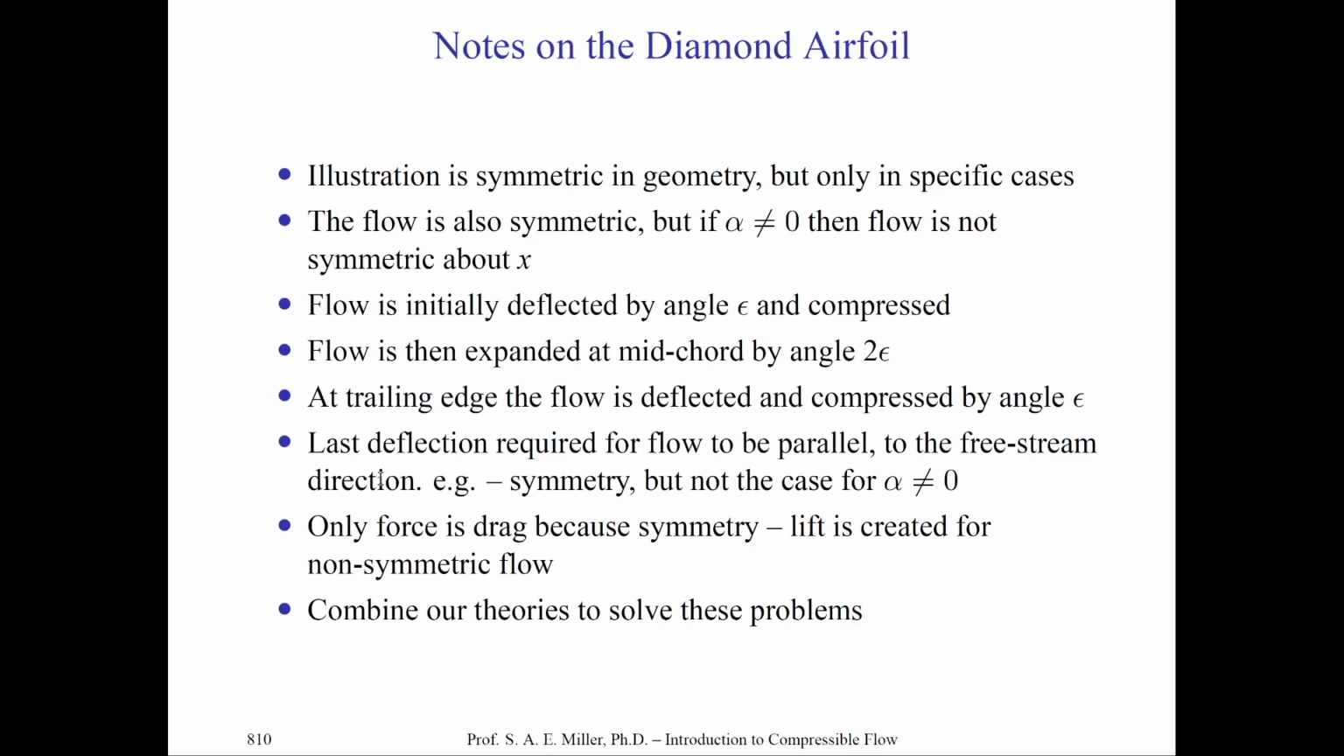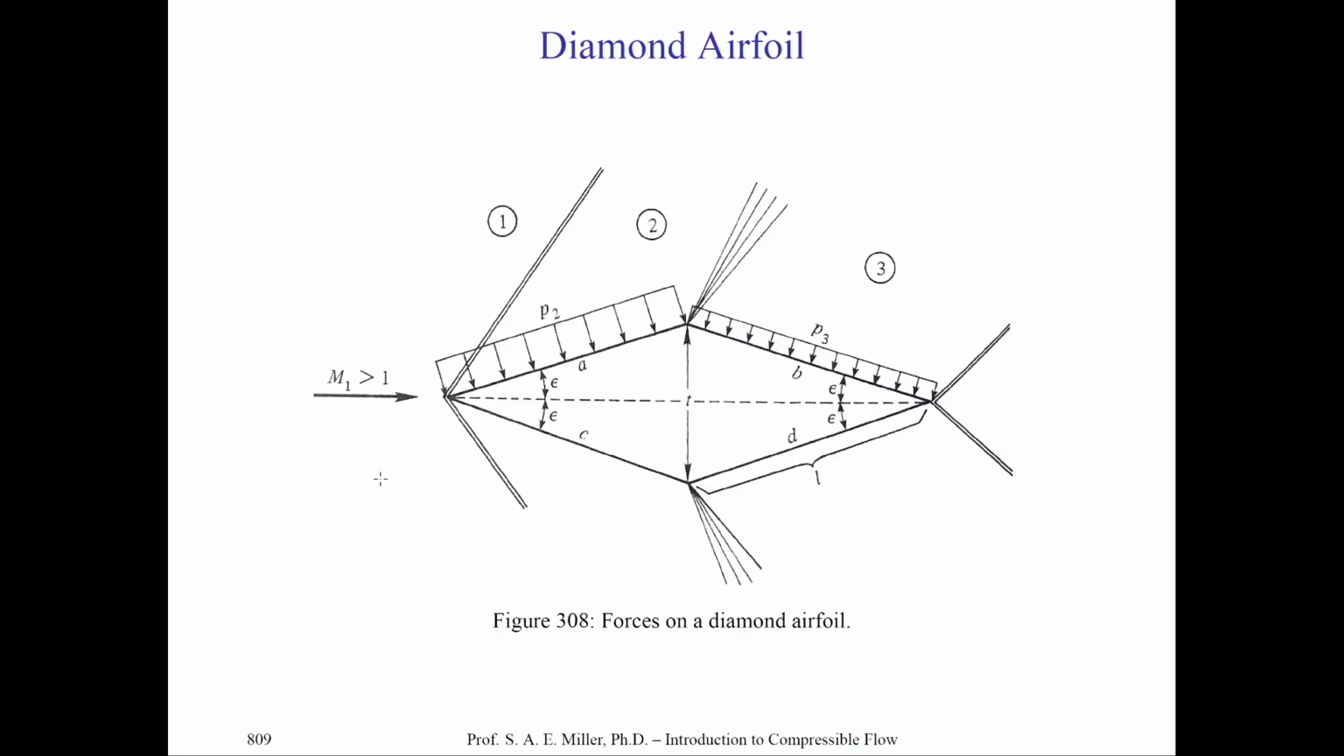Now, you'll note that the flow is initially deflected by an angle epsilon and therefore compressed by the leading oblique shock waves. The flow expands at mid-chord, that's C over 2, by an angle 2 epsilon. So you see from 1 to 2, the flow is turned in itself by a flow turning angle of epsilon, and the flow is now moving parallel to wall A. And if it went forward with no expansion, it would just continue on.